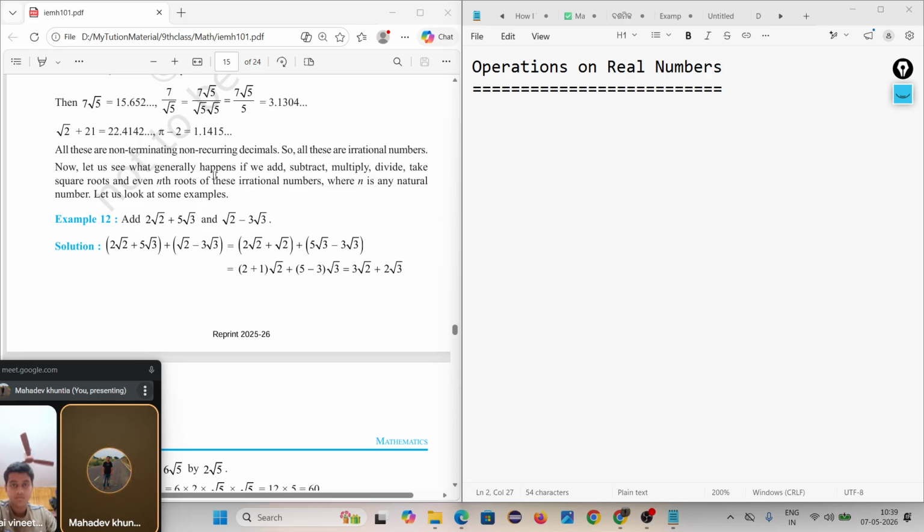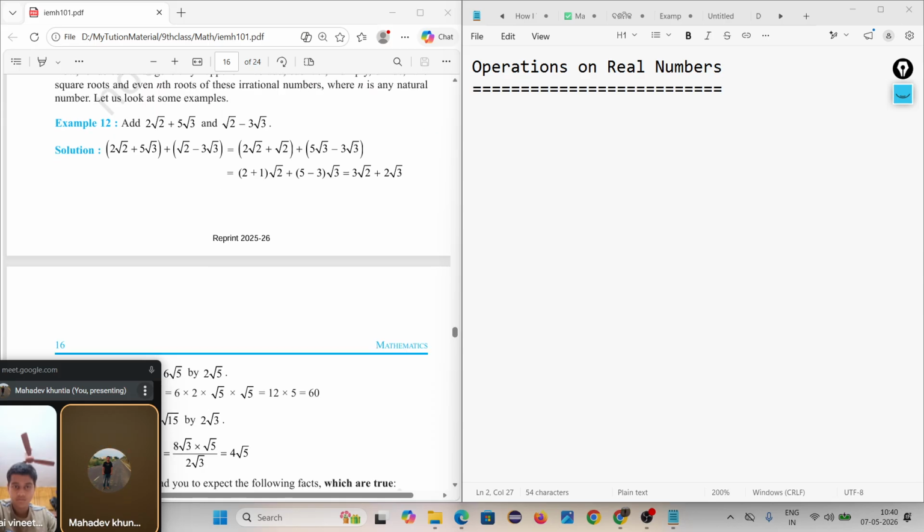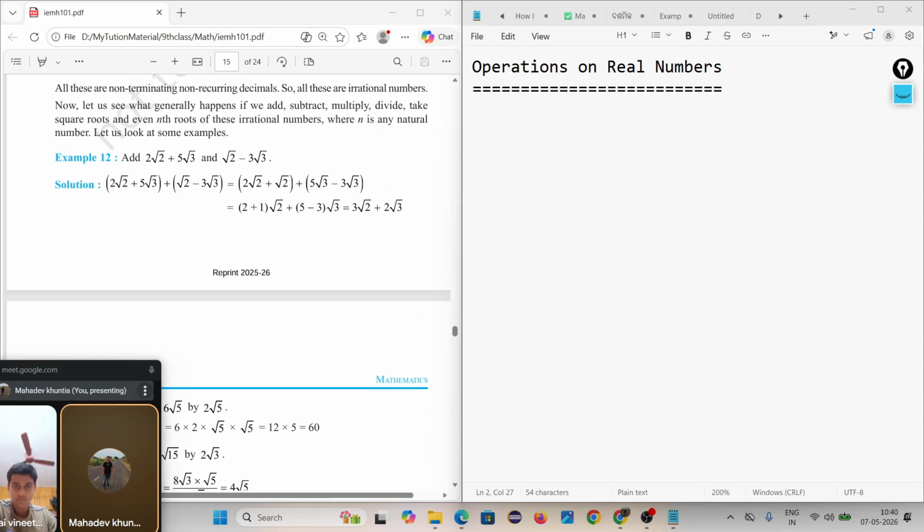Now let us see what generally happens if we add, subtract, multiply, divide, take the square root and even the nth root of an irrational number, where n is any natural number. Let us look at some examples. 2 root 2 plus 5 root 3. How to add? Look, addition.